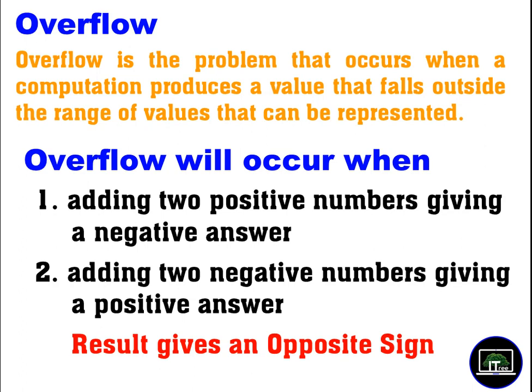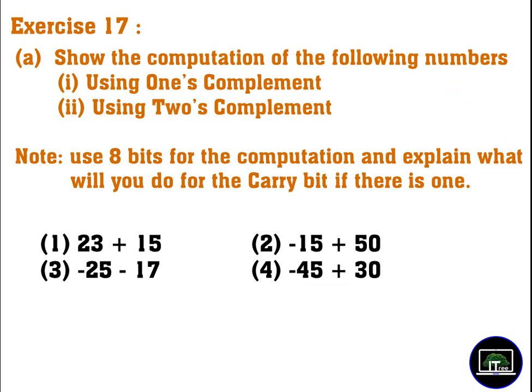So the simple rule: if you add two positives and you get a negative answer, or if you add two negatives and you get a positive answer, overflow has occurred. So these are the conditions for when overflow can occur. The simple one is when the result gives the opposite sign, that means you are getting the overflow problem. This has to be handled by your computer. Overflow will give you wrong answers, so your computer system should be able to handle this overflow.